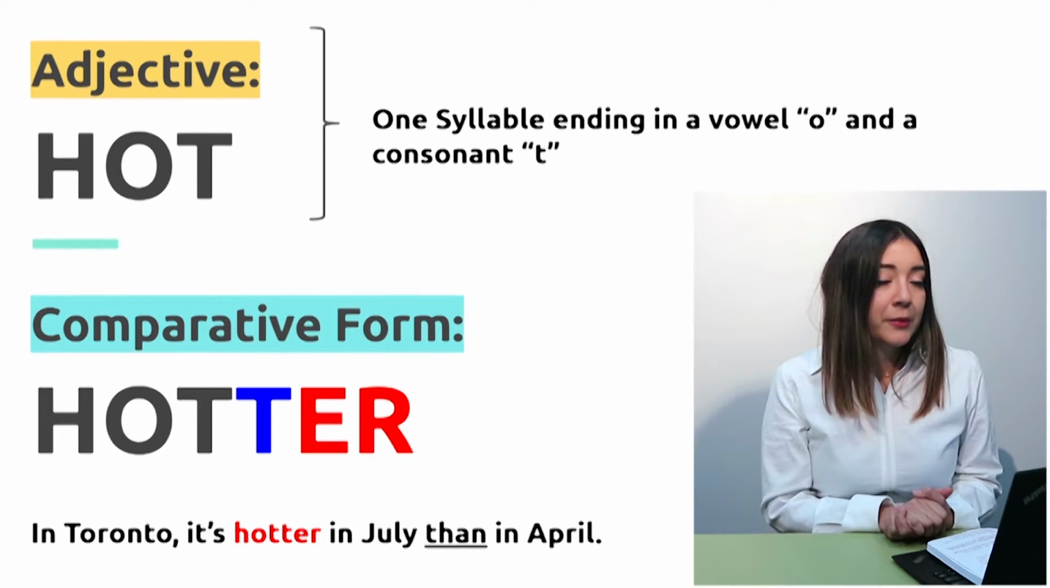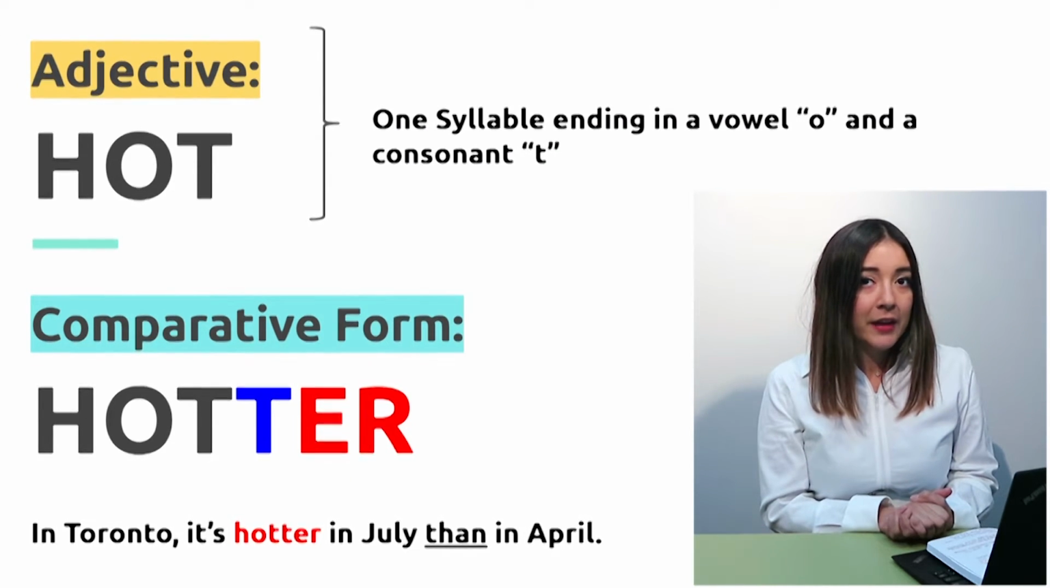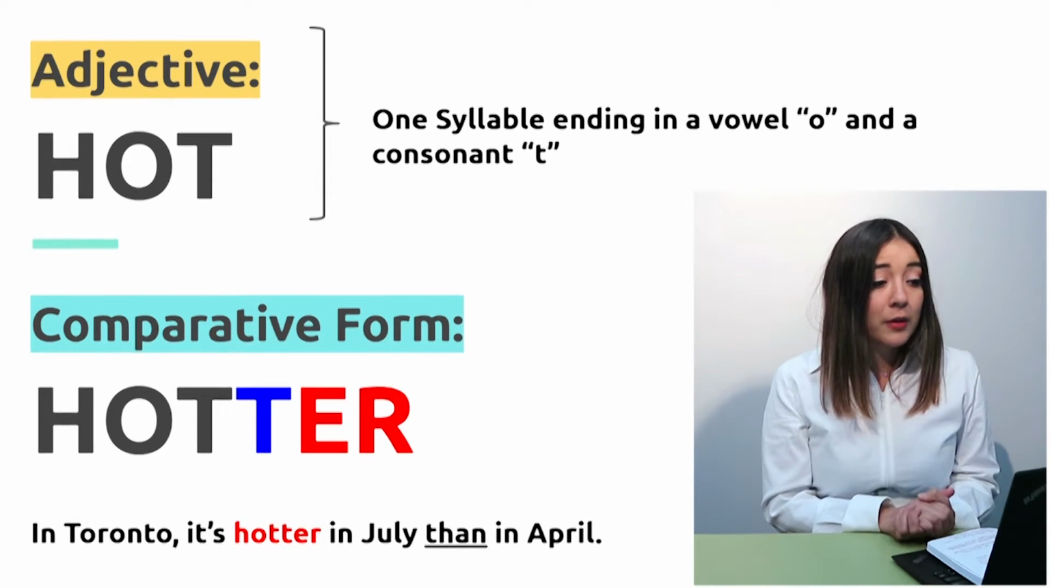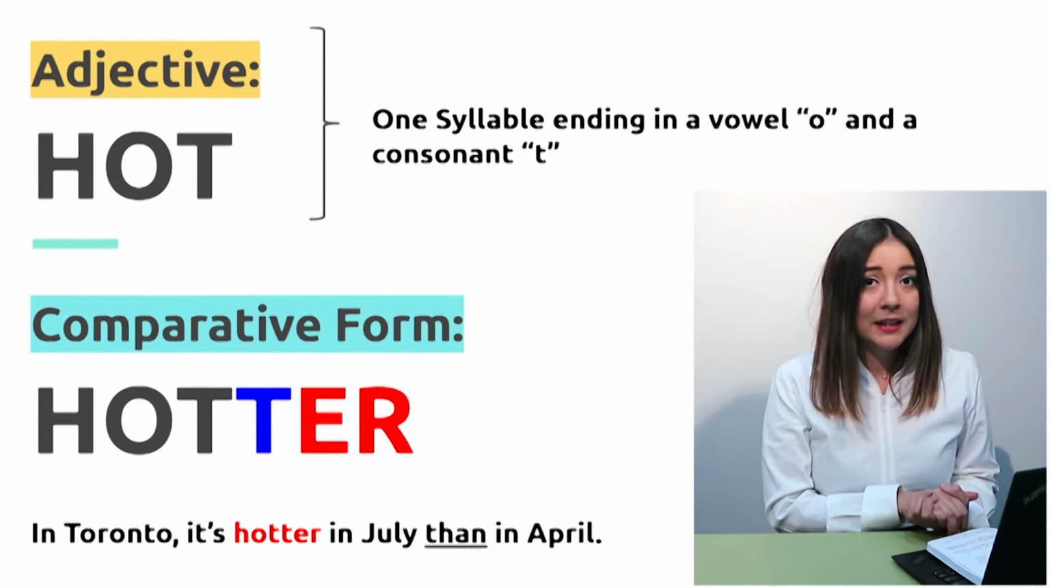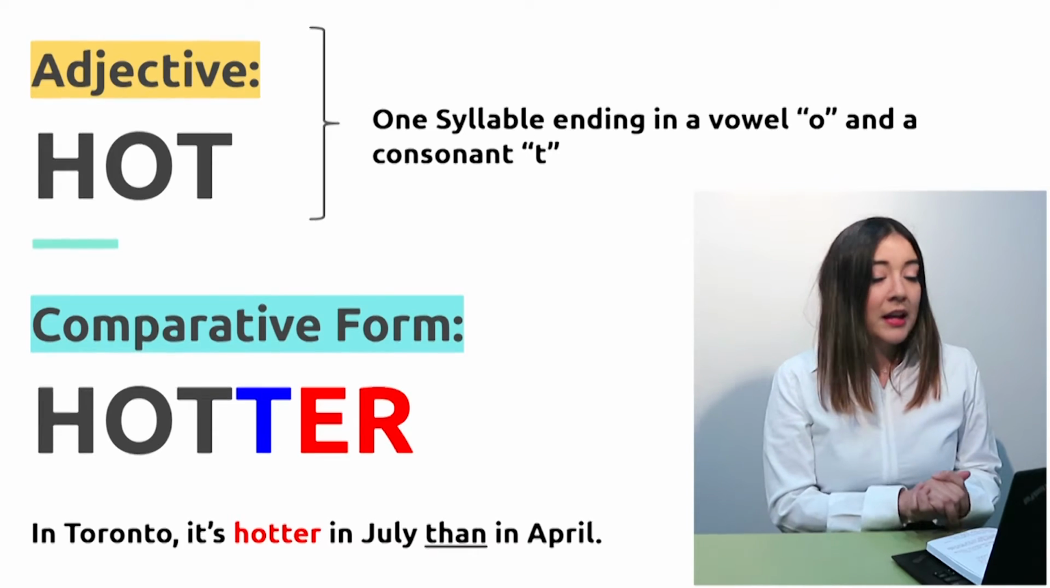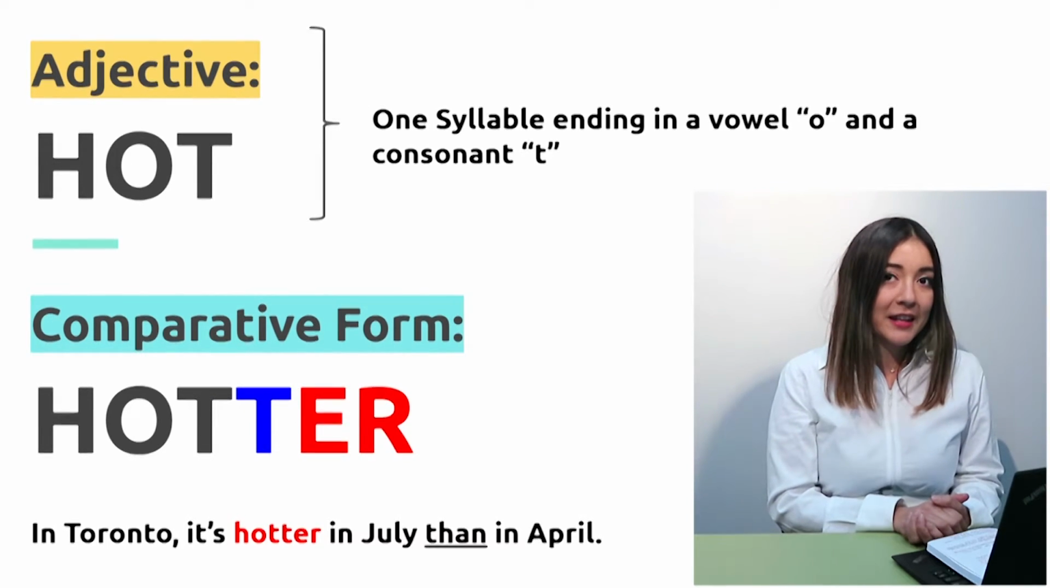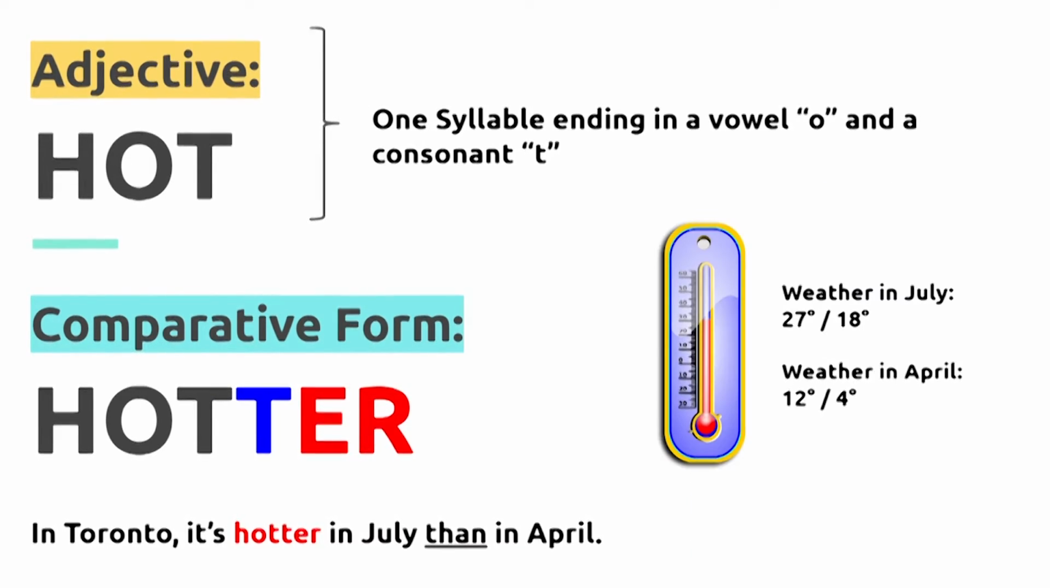An example of this would be the word hot. Hot is a one-syllable adjective ending in a vowel followed by a consonant. In order for us to write the comparative form, we would double the consonant T and add ER. In Toronto, it's hotter in July than in April. Again, we see that we write hotter and we also identify than within our sentence.